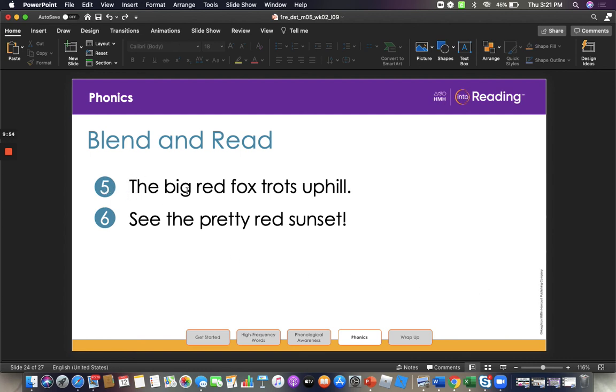I want you to practice reading these with me. The big red fox trots uphill. Let's read that again, but let's say it with expression. The big red fox trots uphill. I always want to read the way I speak, even if that means going back and rereading. So let's do line six. See the pretty red sun set. Now let's read it with some expression. See the pretty red sunset?